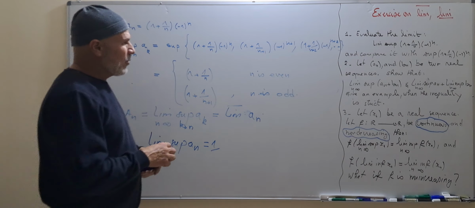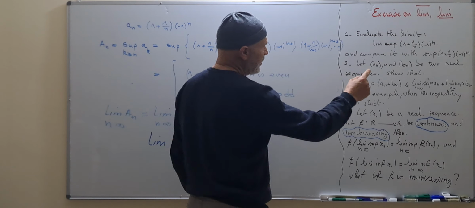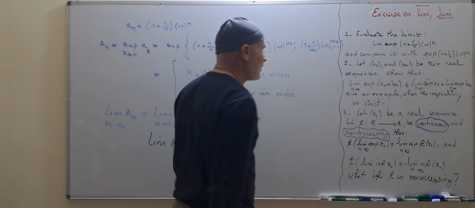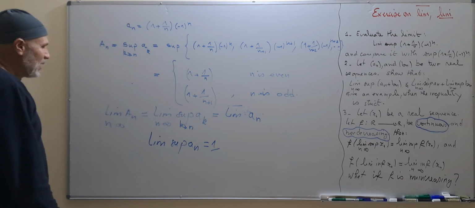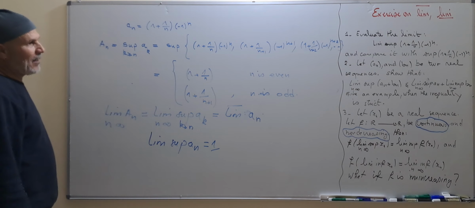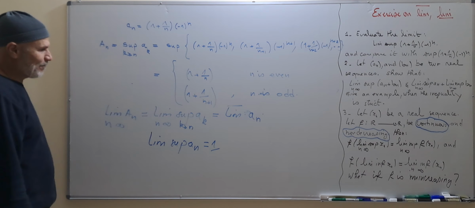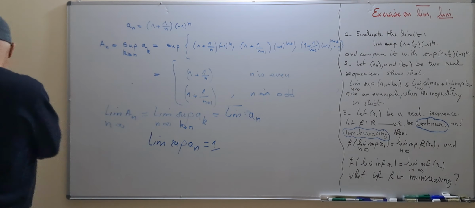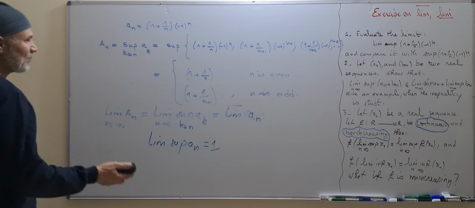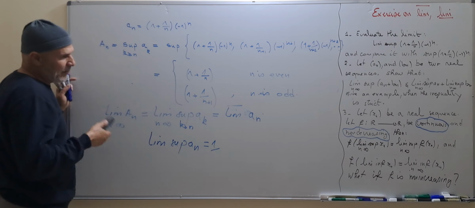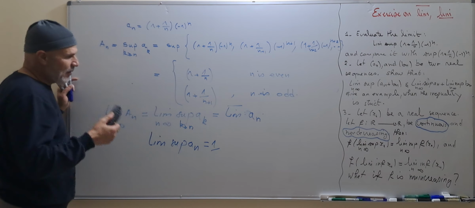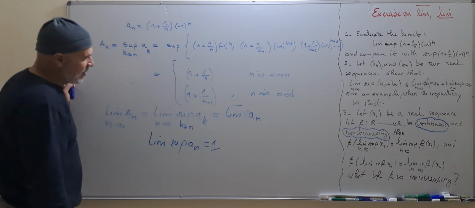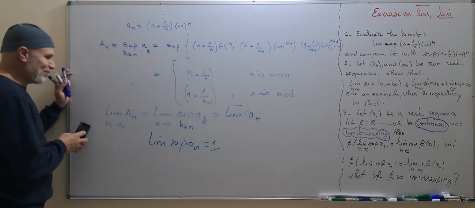How about just the supremum on n? If we take just the supremum of a_n, it is so easy. How can we do it? I am trying to do it slowly to give you the chance to understand what I am writing.